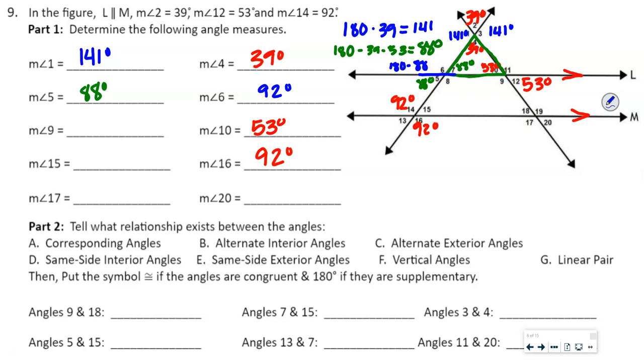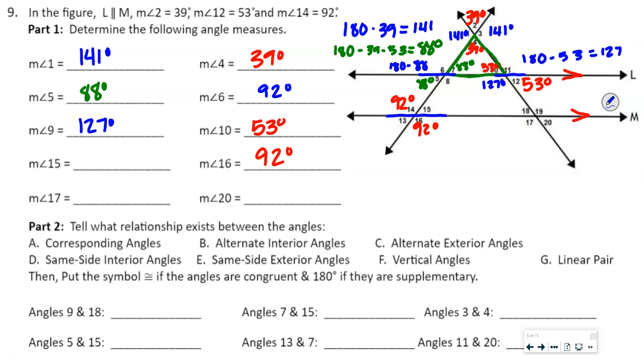Over here on the other side, same thing right here, right? Couldn't we find angle 11 by doing 180 minus the 53? So 180 minus 53 is 127. So angle 11 is equal to 127, which means angle 9 is 127. Y'all see that because it's a vertical angle. So that's 127 degrees. Okay, then if we move down here to 15, notice again we got a straight line, right?